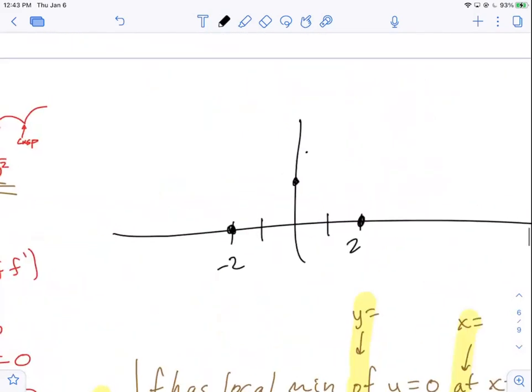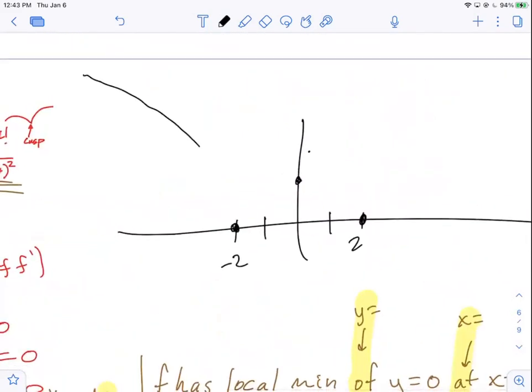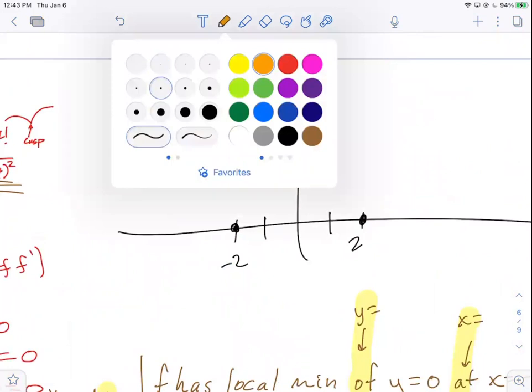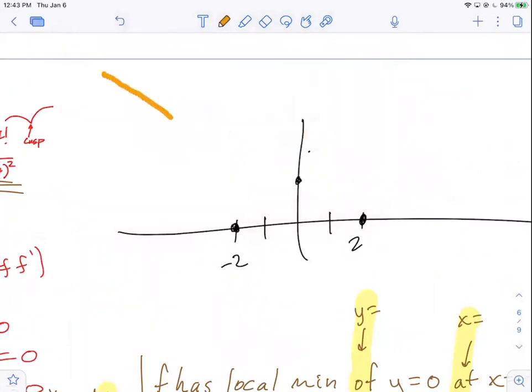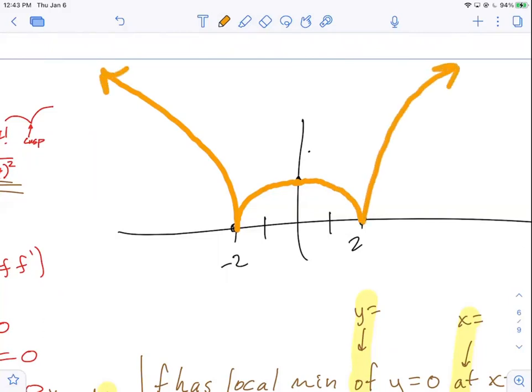And it is continuous. So yeah, it's going to come in like this. And it's going to go vertical. And then it's going to come out of vertical and go horizontal. And then symmetrically, it's going to go vertical and go back out like that. Okay. So it kind of looks like a W, right?